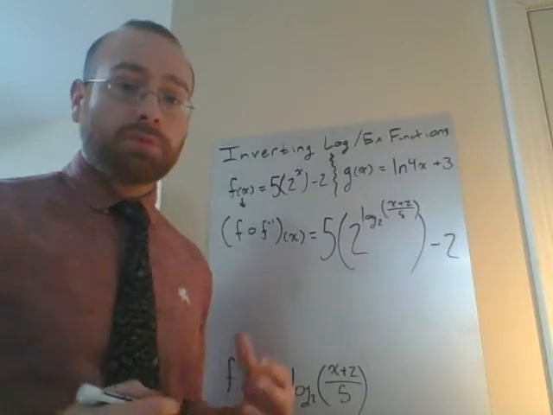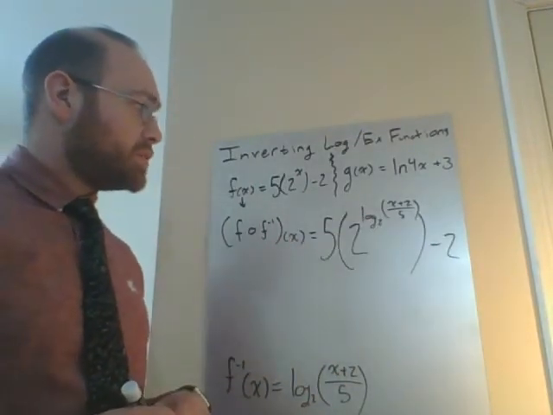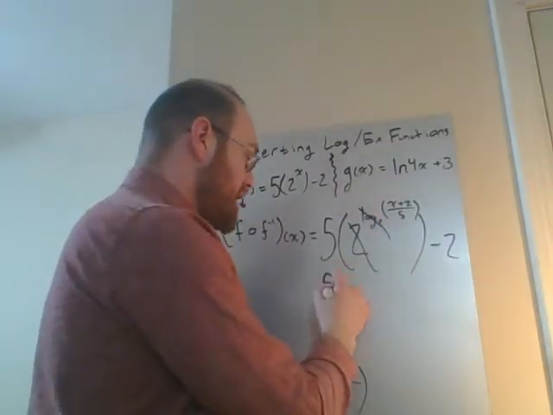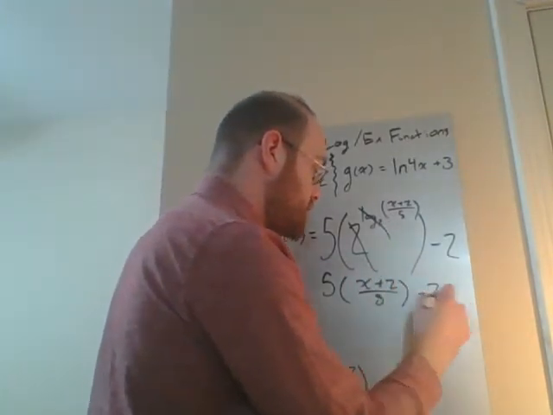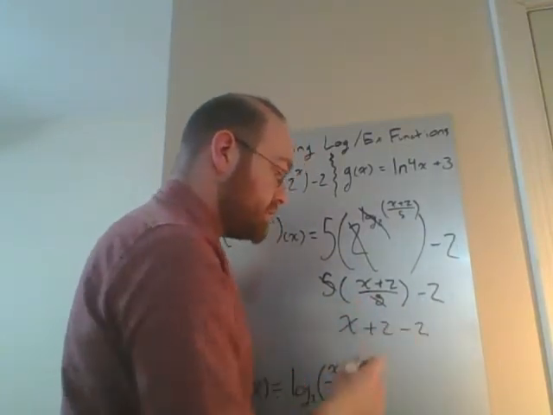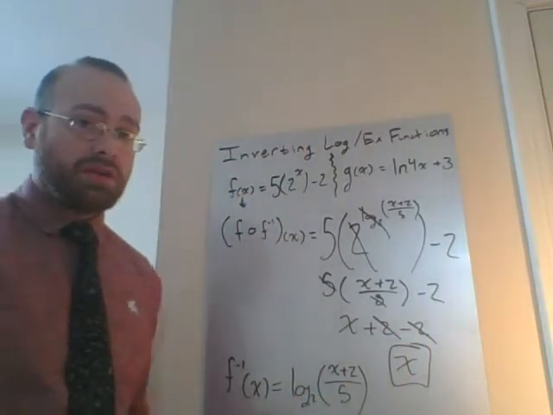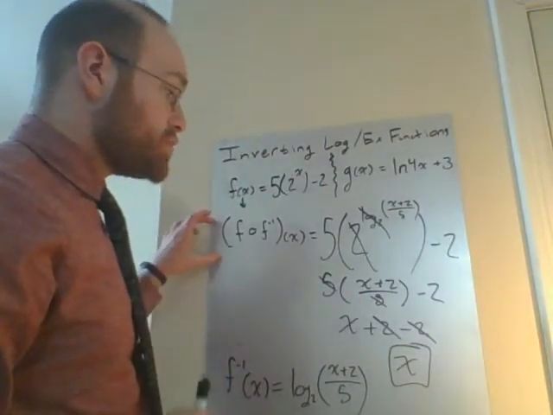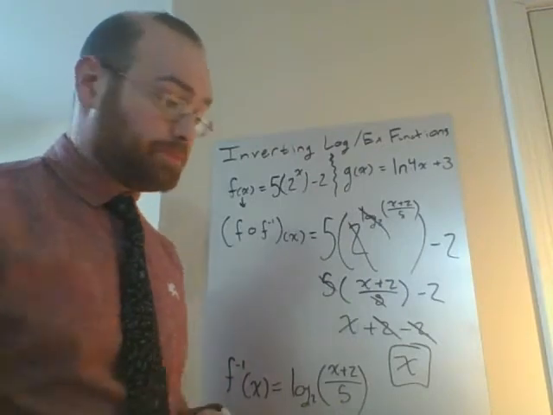So we have to remember our properties of logarithms. When we have 2 to the power of log base 2, those cancel out. So this 2 and that whole expression go away, and we're just left with 5 times x plus 2 over 5 minus 2. The 5's cancel out. We have x plus 2 minus 2. The 2's cancel out, and we're left with x. Now again, if we were to be ideal and rigorous, we would show this is true in both directions. But to keep the video shorter, we're just going to show the one direction.